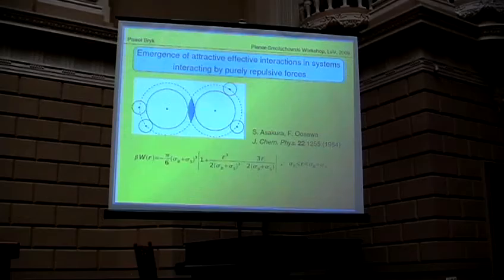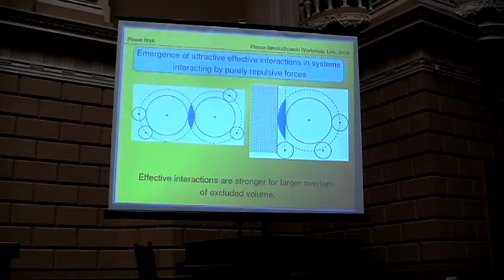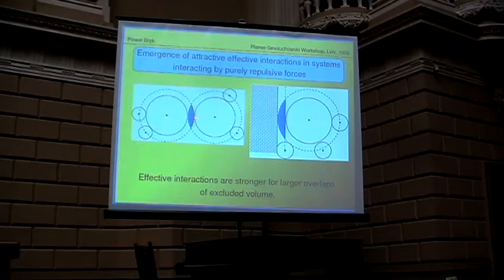Now, it is also important to realize that the effective attractive interaction will be greater for a big particle-wall configuration than for two big particles. The reason for this can also be understood in terms of geometrical considerations. The excluded volume overlap between a big particle and the wall is larger than that between two spheres, and hence there will be a stronger attraction between the big particle and the wall than that between two spheres.